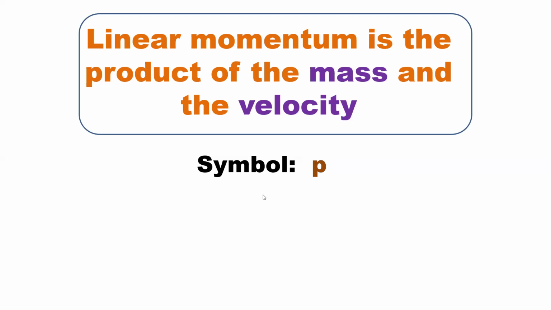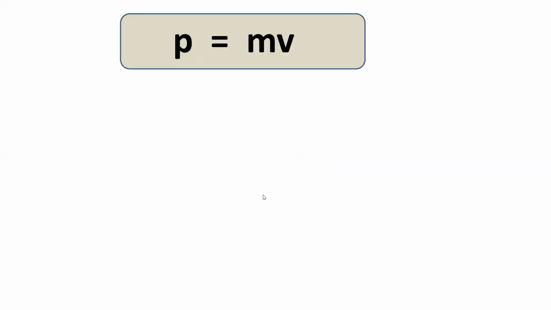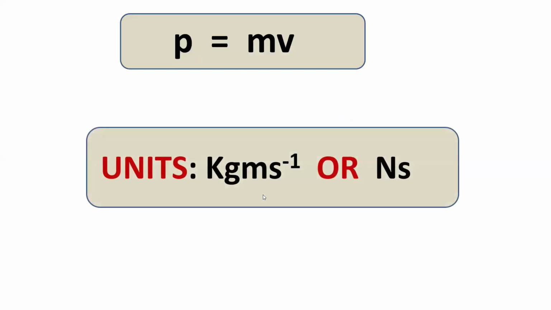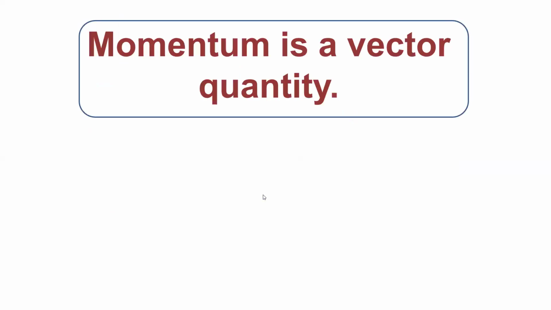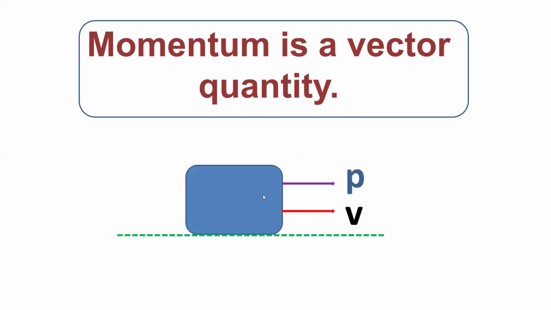So it's clear. We can move on. You have to tell me the unit. The unit is kg meter per second or newton second. And then momentum is a vector. What direction does momentum take? It is a vector quantity, same as the velocity.